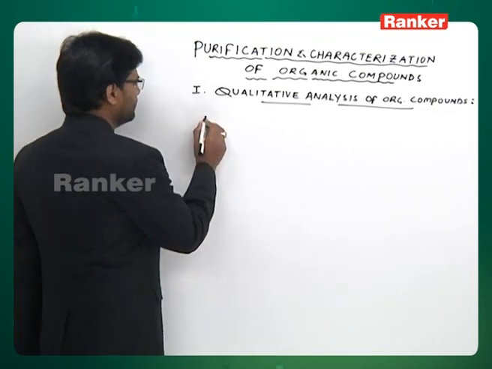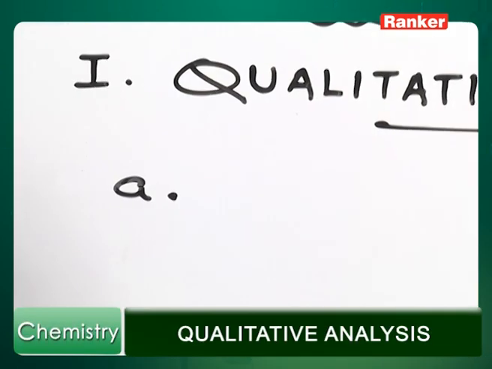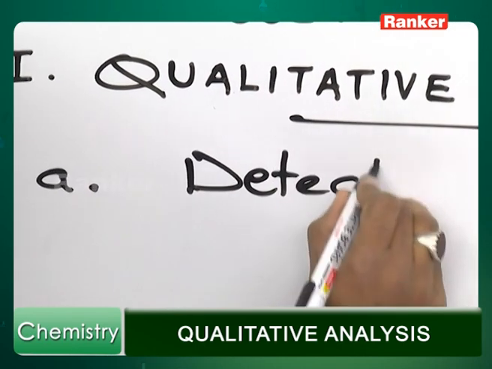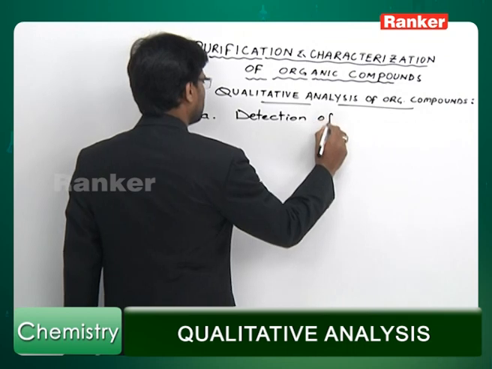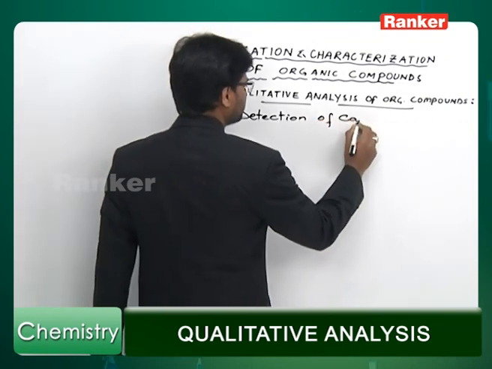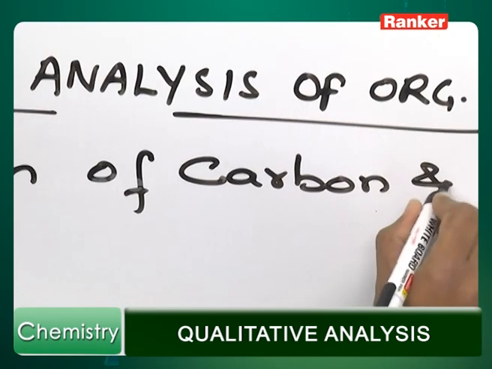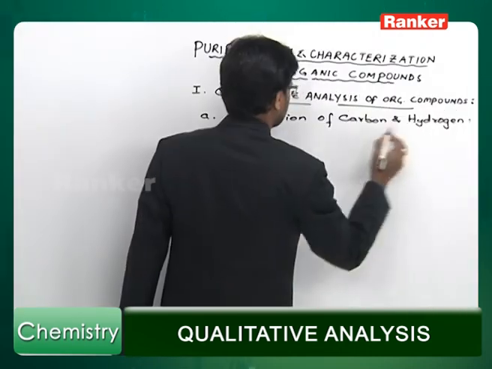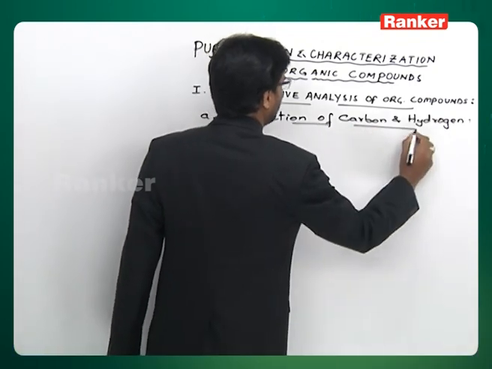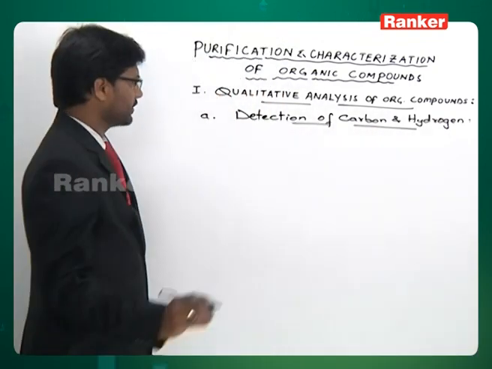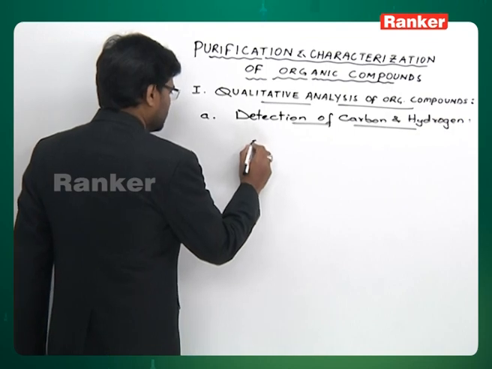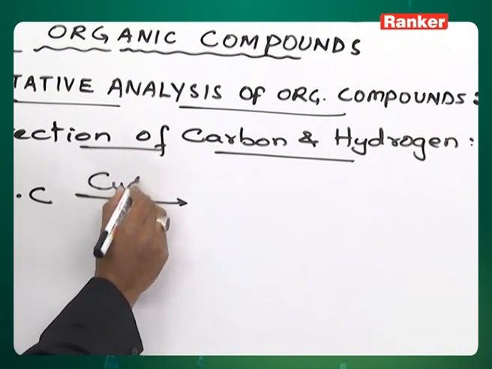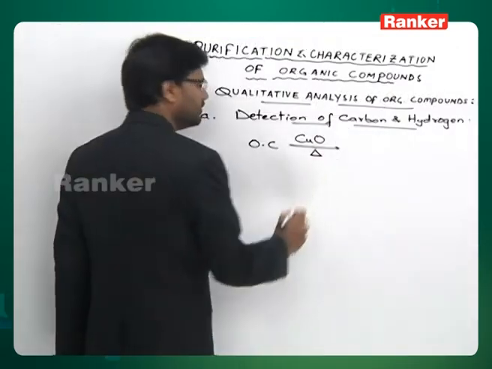Number one, we'll find out about detection of carbon and hydrogen in organic compounds. Let's see how carbon and hydrogen are detected in organic compounds. Take the organic compound and heat it in presence of cupric oxide.